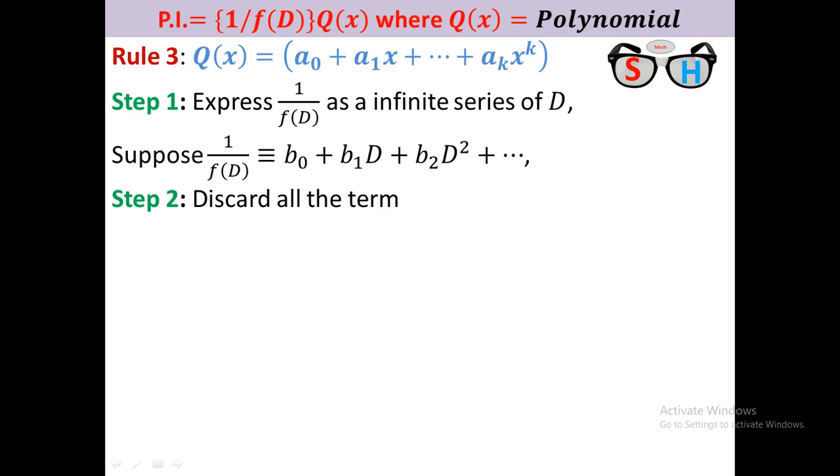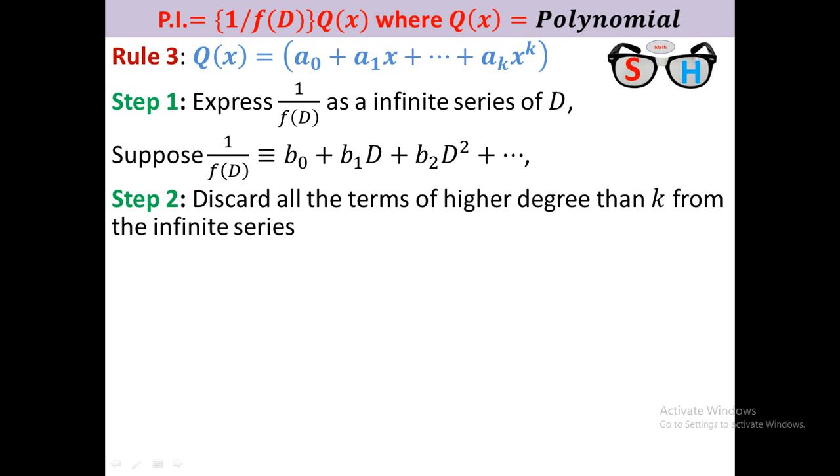Step 2, discard all the terms of higher degree than k. You see that here is a polynomial of degree k. But this is an infinite series in D. Therefore, after the term k, that is D to the power k plus 1, if you apply D to the power k plus 1 on that, the result will be 0.